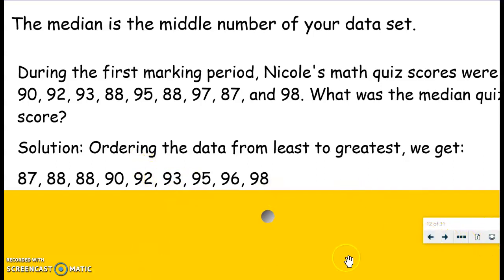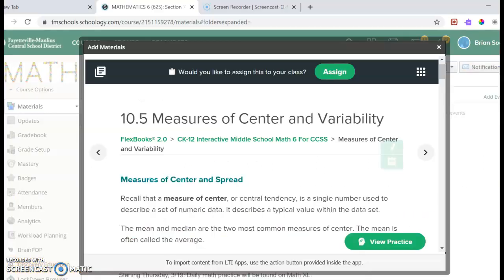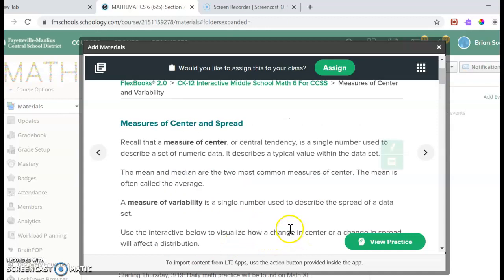All right, so let's get to today's CK-12 assignment, Measures of Center and Variability. Just remember, measures of center, or central tendency as they're called, is a single number used to describe a set of numeric data. It describes a typical value within the data set. The mean and the median are the 2 most common measures of center. The mean, remember, is often called the average. Okay, the measure of variability is a single number used to describe the spread of your data.